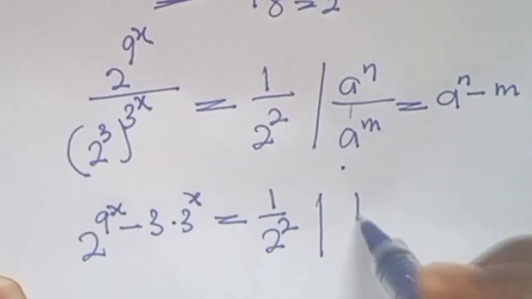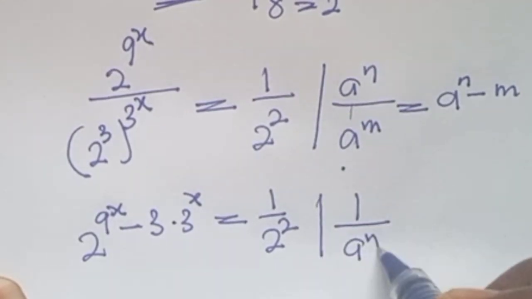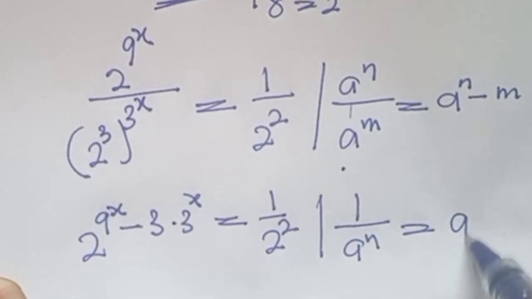And again, 1 all over a to the power of n also can be represented as a to the power of minus n.